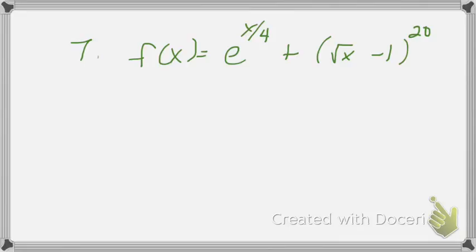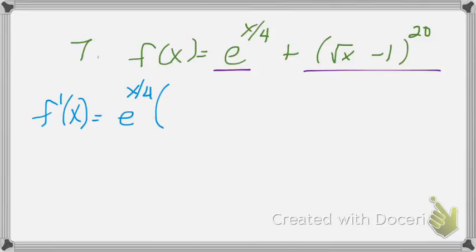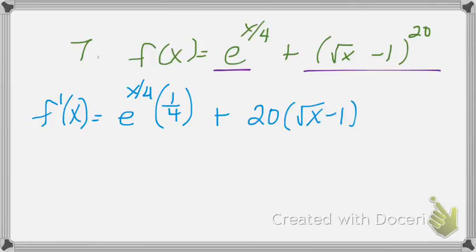Alright, number 7. Because it's a plus, we're going to do these two things separately. And actually, you're going to use the chain rule separately. So the derivative of the first one would be e to a power, then times the derivative of the power. Well, the derivative of x over 4 is just 1/4, because that's the same as 1/4 x. And then on this one, it's like the first kinds that we were doing, where we bring down the 20, you do the power rule, subtract 1, and then multiply by the derivative of the inside, which is 1/2 x to the negative 1/2.